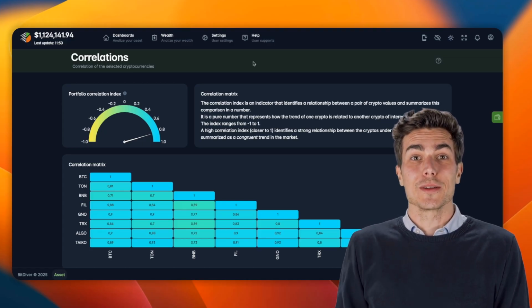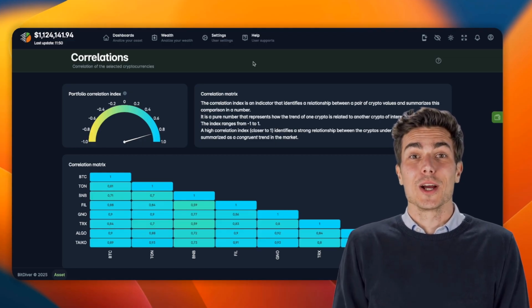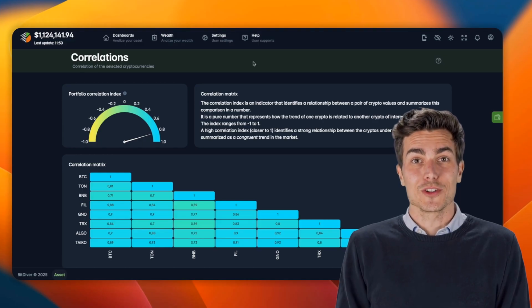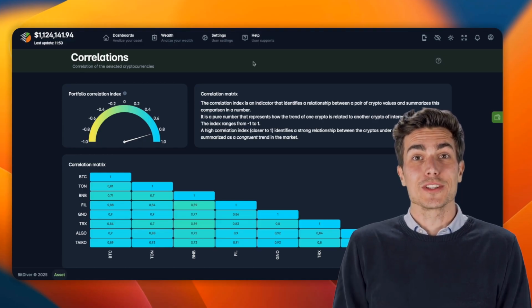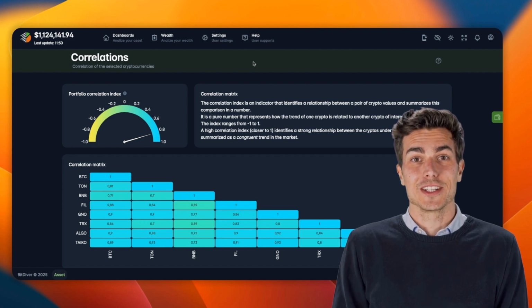In short, the correlation matrix gives you a clear view of the links between the assets in your portfolio, how diversified your investments really are, and any hidden risks caused by similar market behavior. Use this information to fine-tune your portfolio and make smarter investment decisions.